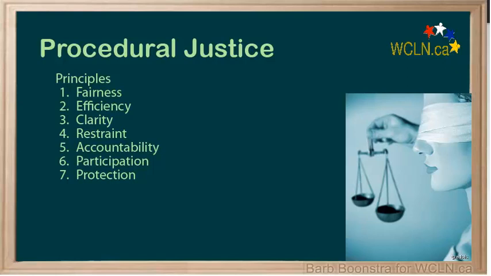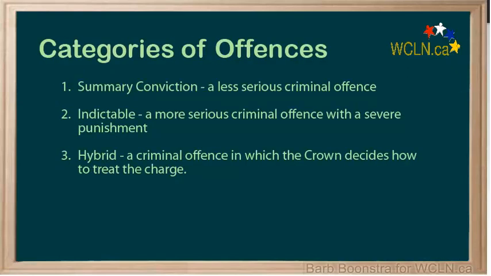In Canada, there are 3 types of criminal offenses, which are classified and prosecuted according to their severity. There is a summary conviction, a less serious criminal offense, also known as a misdemeanor, for example, shoplifting. Indictable. A more serious criminal offense with a severe punishment, for example, murder, which would give you life imprisonment. A hybrid. A criminal offense in which the Crown decides how to treat the charge as either a summary or indictable offense.